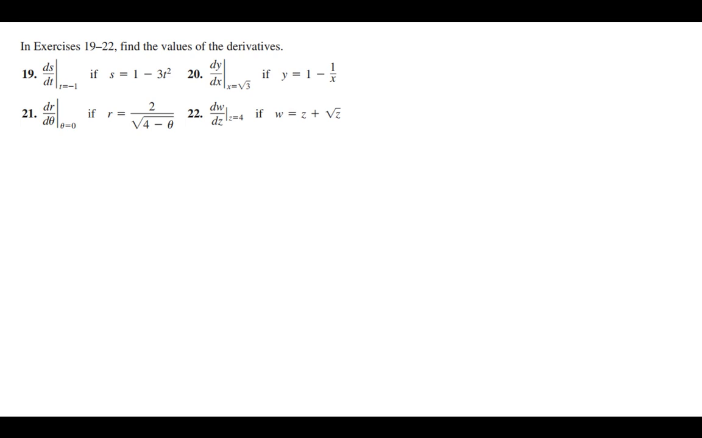Welcome to today's tutorial. In this tutorial I'm going to be solving a question from Thomas' exercise. This is exercise 19 to 22 from chapter 3.2. The question is asking us to find the values of these derivatives here.